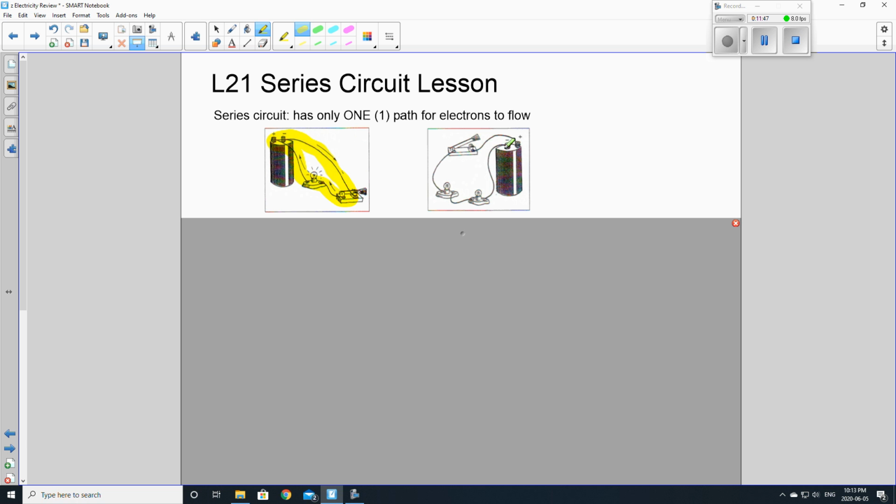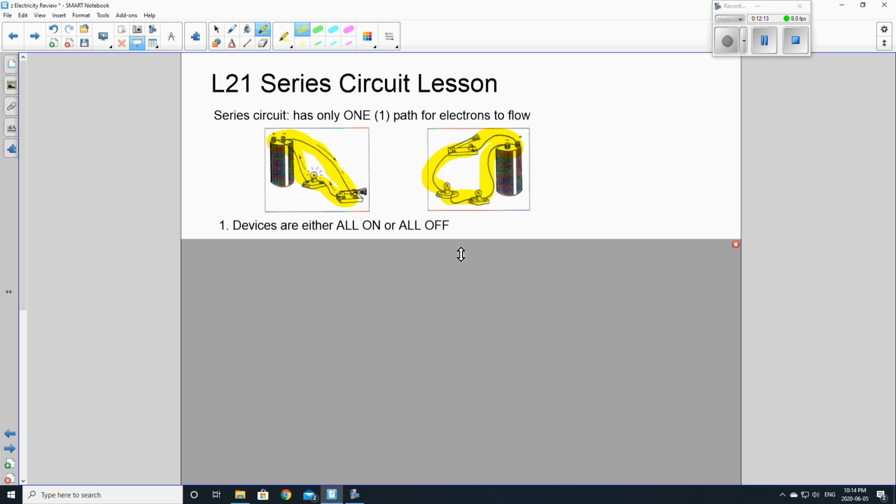Same thing over here. It would start off over here and go from the negative, through the bulbs. Everything is making contact. Sorry, just pretend that this switch is closed. It goes through like this. Notice that even though there are two devices, this only forms one loop. So the electrons don't have a choice in where to go. They have to go through the loop to return back to the battery.